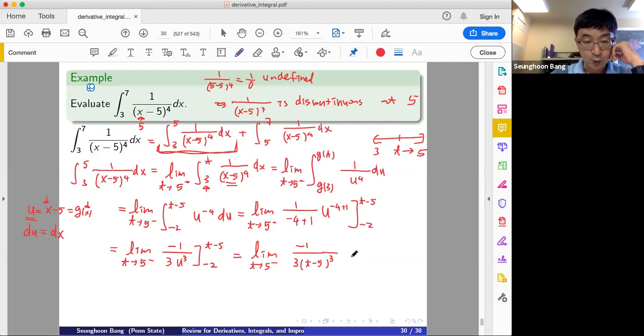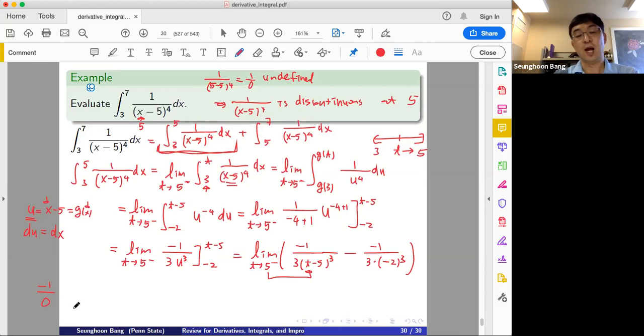Then plug in minus 2, the negative minus 1 over 3 times negative 2 cubed. So like this, you can plug 5 into here. What happens? Exactly, minus 1 over 0 form. So in this case, we have two possible answers: positive infinity or negative infinity. The top one is negative. One more, you can use one-sided limit. The t value approaches 5 from the left.